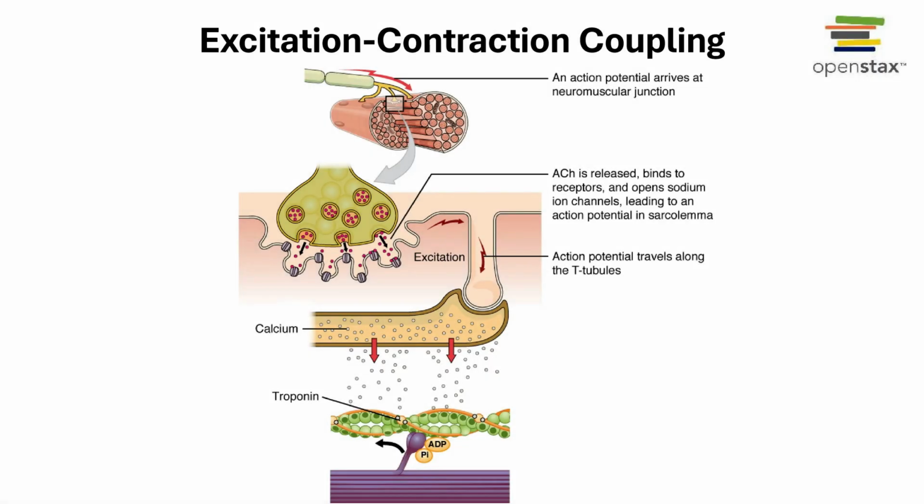Now let's connect this to excitation-contraction coupling, which is the process of linking the electrical signal from the neuron to the actual contraction of the muscle fiber. Here's how it works step by step.